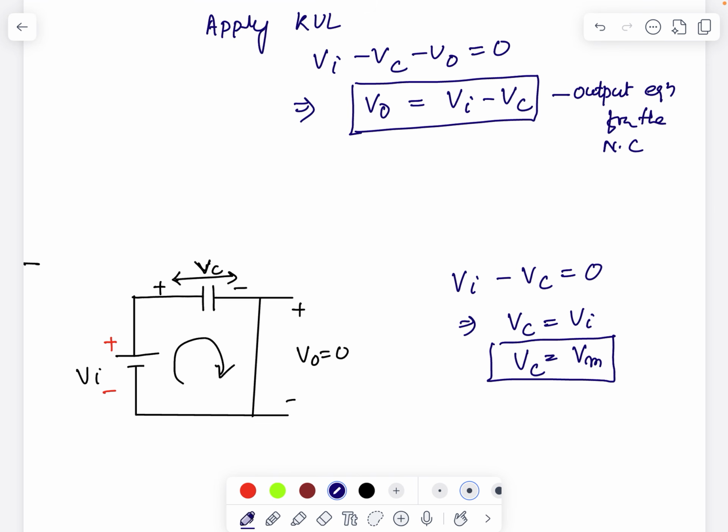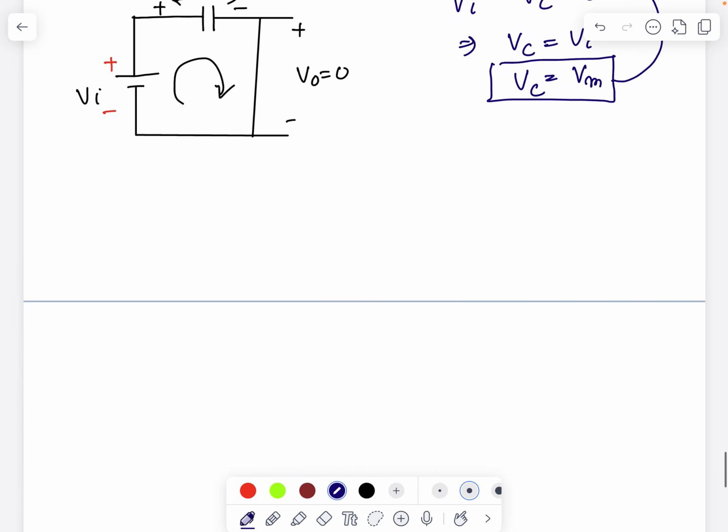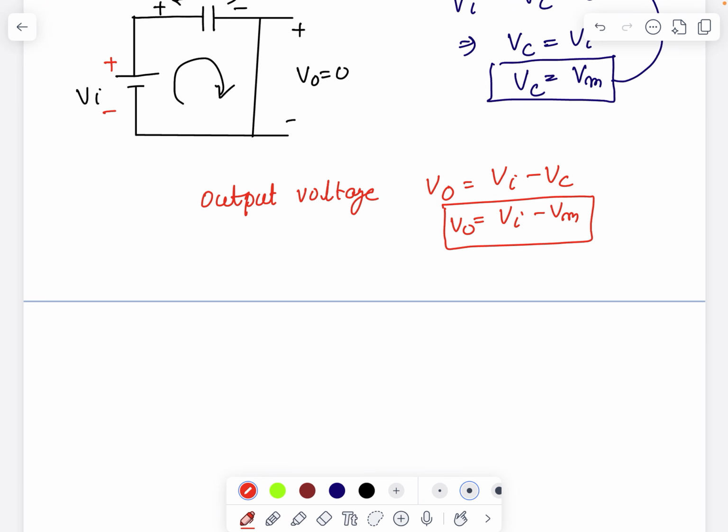Now this capacitor voltage I can put into the output equation. So I get the output voltage V0 equal to VI minus VC, or V0 equal to VI minus Vm. In this equation, VI is the variable, so for different values of input voltage, I will get different output voltages.